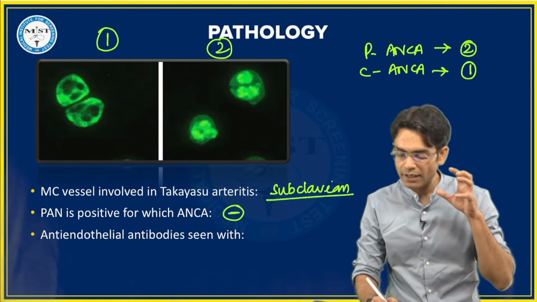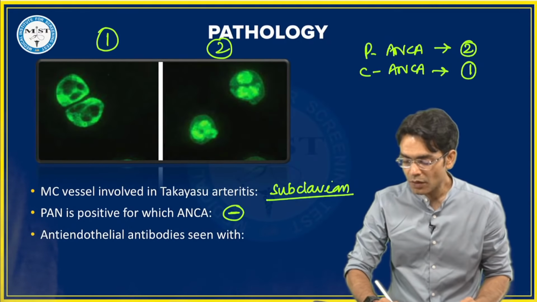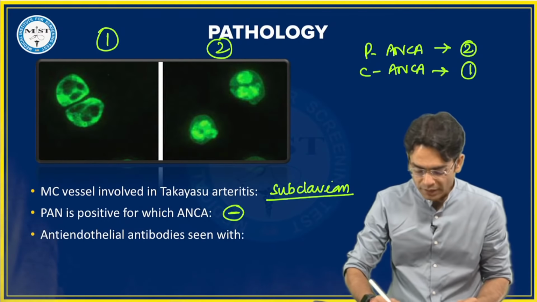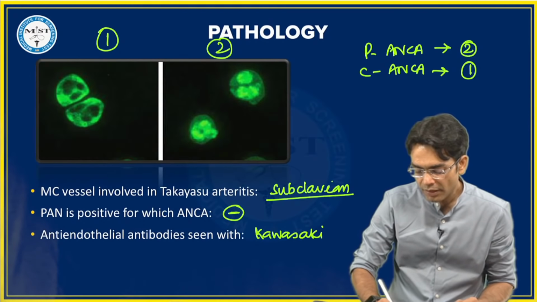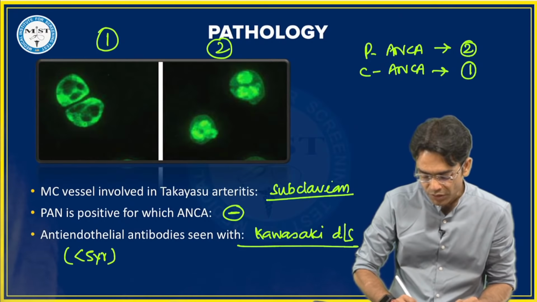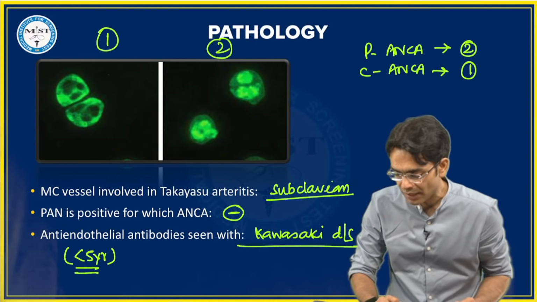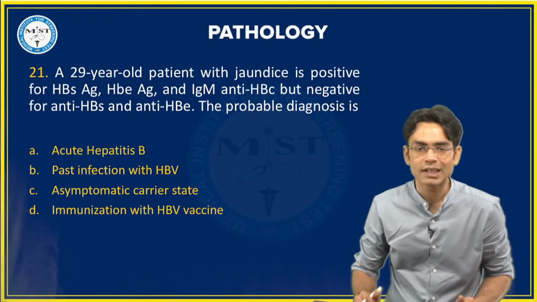Where do you see anti-endothelial antibodies? Specifically, we are seeing this in a child. Vasculitis is what we are talking about. So you see this with Kawasaki disease. If they have given a child of less than 5 years of age, then the answer would be Kawasaki disease. You can find it other times also, but if less than 5 is given, then Kawasaki disease.